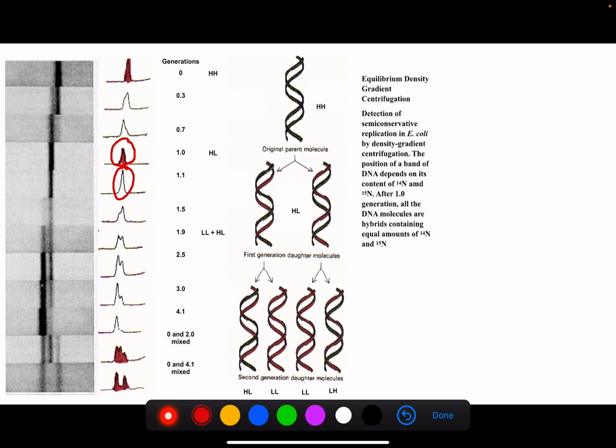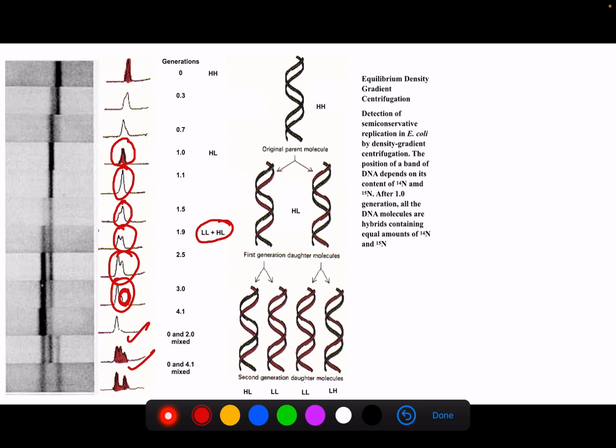1.1, this, 1.5, this, 1.9, this, hybrid, and basically you'll get then 2.5, this, 3, this, 4. So the original thing will start to get diminished because there is only one strand left. So more and more peaks will signify that more and more of the medium nitrogen is getting incorporated. So this is 0 and 4.1 next.